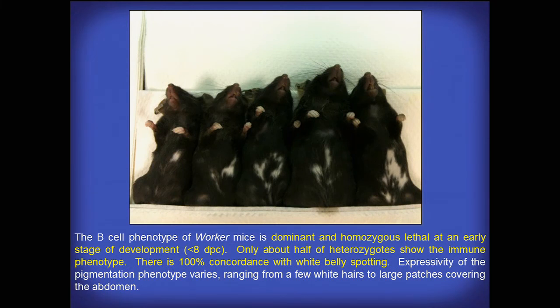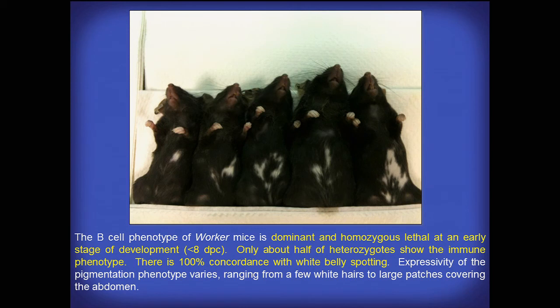Interestingly, these mice, first of all, if they showed the immune phenotype, all also showed a white belly spot. And here you see a row of these mice, all of them with rather large white belly spots. The mutation was dominant, and it was homozygous lethal. And so, too, here in this case, the knockout would not be expected to show a phenotype in a homozygous form. You'd simply have lethality. Only about half of the heterozygotes show an immune phenotype, but if you have an immune phenotype, there's 100% concordance with white belly spotting.